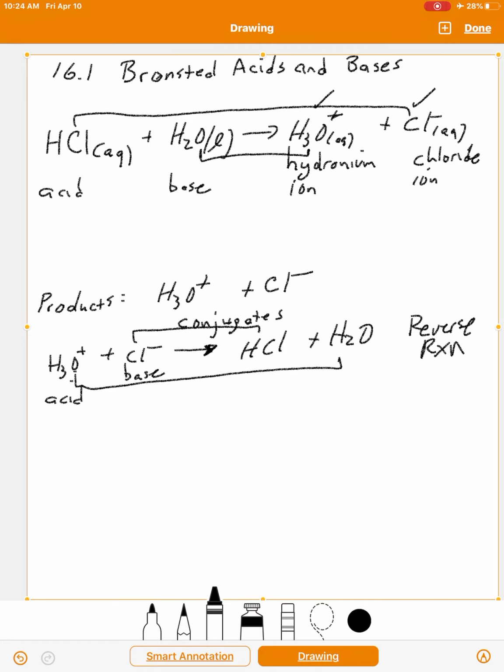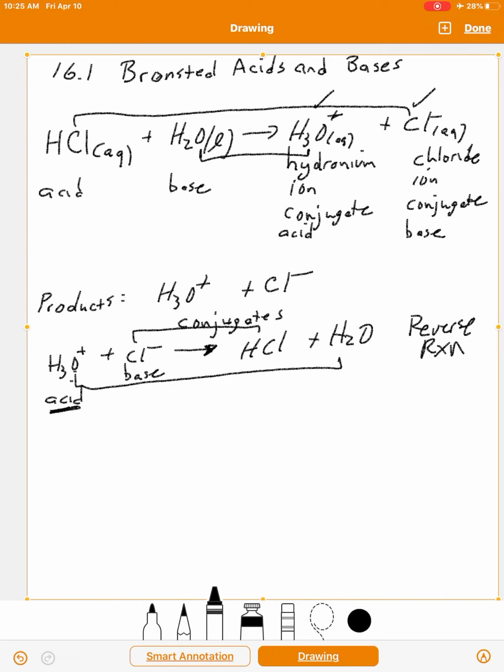So what we're going to do then is call these conjugates. So H3O plus is a conjugate, and we've identified it as an acid. So it's the conjugate acid. It is an acid if you're considering the reverse reaction. And the same is true for chloride. It is a conjugate. Since it's a product, it's a conjugate. But if we consider the reverse reaction, it picks up an H plus to become HCl. So it's called a conjugate base.